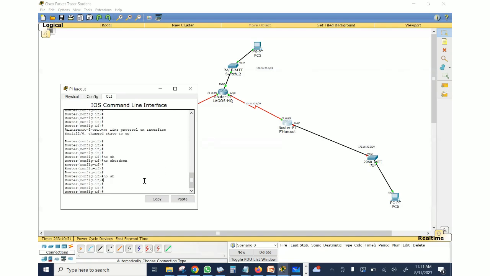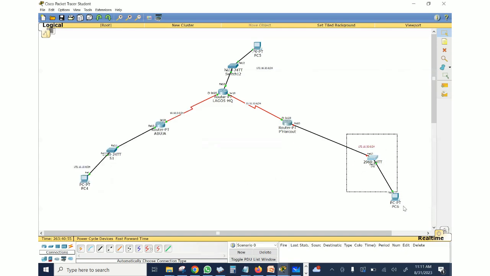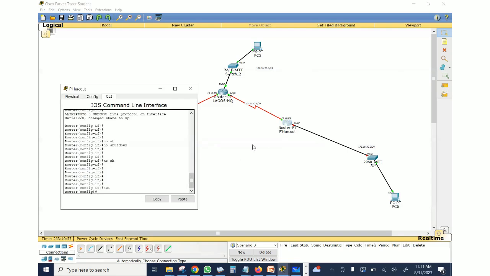Okay, so let's do for the interface to the LAN of the Port Harcourt people. So that is FastEthernet 0/0. So that will be the default gateway for that LAN. Interface FastEthernet 0/0. Press enter, then the IP address 172.16.30.1, right?